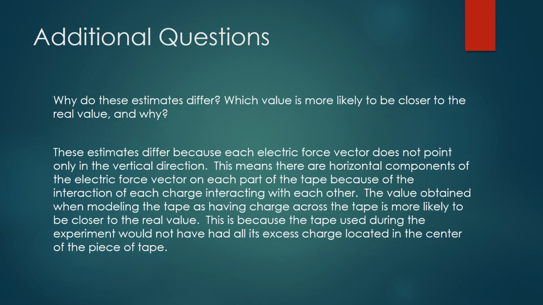The question was, why do these estimates differ? Which value is more likely to be closer to the real value and why? These estimates differ because each electric force vector does not point only in the vertical direction. This means that there are horizontal components of each of the electric force vectors on each part of the tape because of the interaction between each charge.